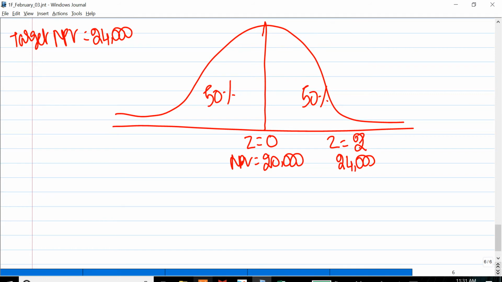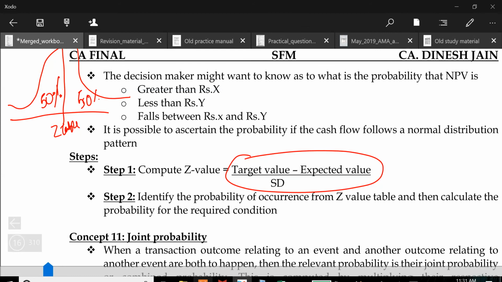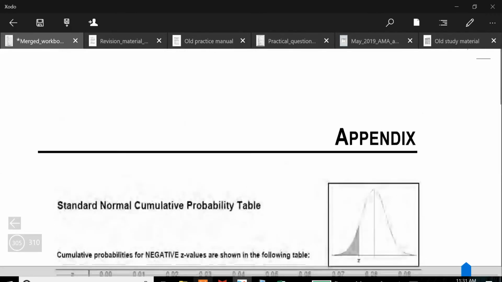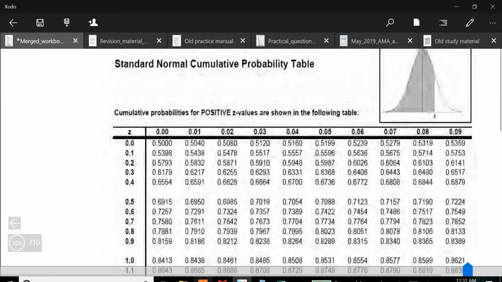So Z is equal to 2. Any doubts in this? Now, there is a probability for every Z value. First, you will have to compute the Z value. After computing the Z value, I will look at the probability. The probability is available in page 305 and 306, which is the last few things.